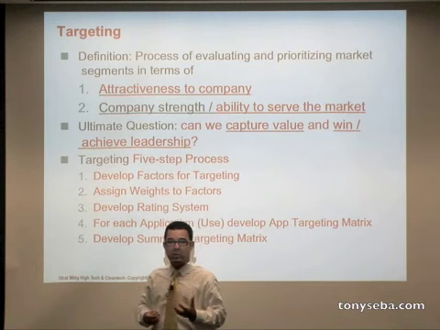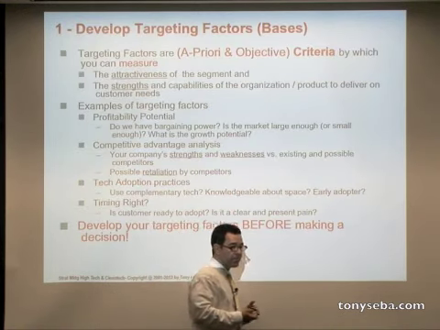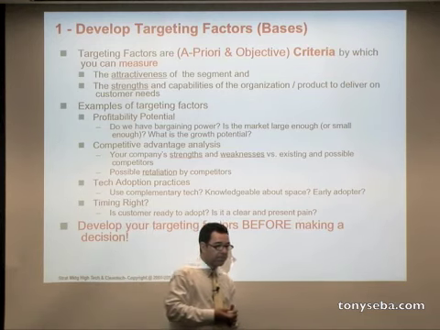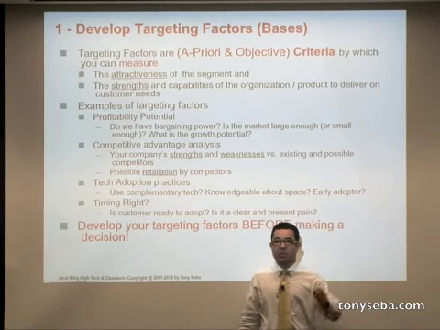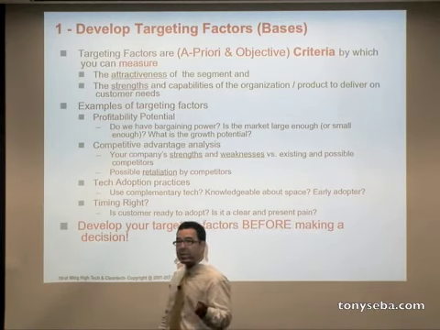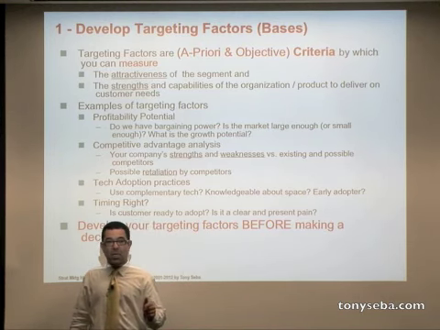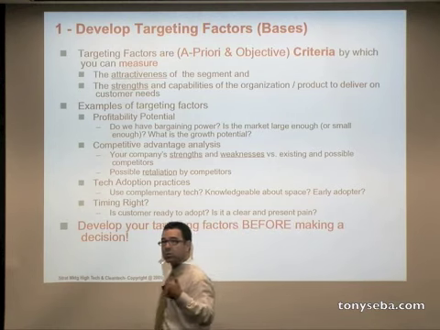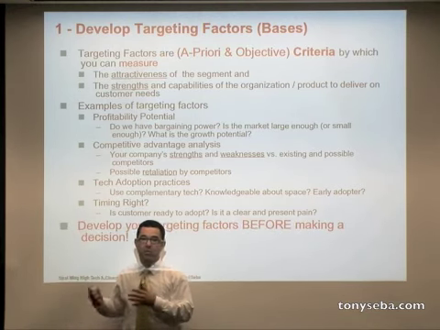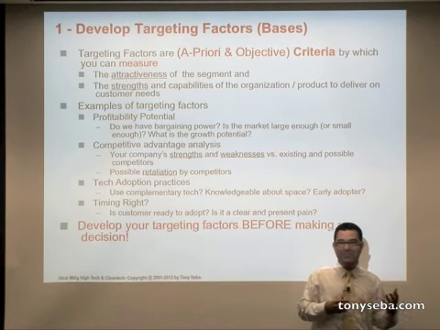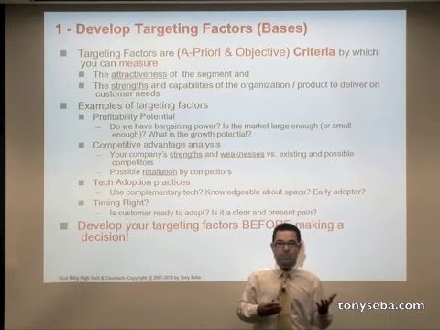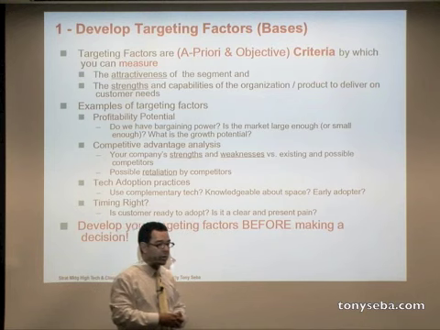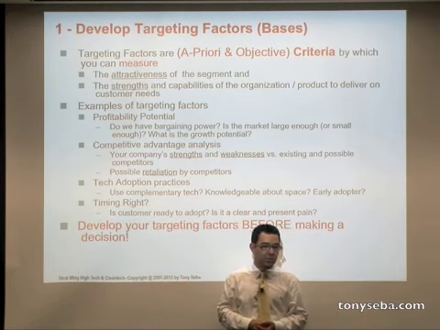Again, we have a 5-step process, and we'll go through all of them. First one is, develop your targeting factors. Targeting factors are objective criteria, and a priori. Meaning, you decide what you want before going. You decide what type of market you can serve before you make the decision. You don't make the decision and then you justify it. That's not targeting. That is losing money. Okay? So it's an objective set of criteria by which you can measure the attractiveness of a market and the strengths of your company to deliver.